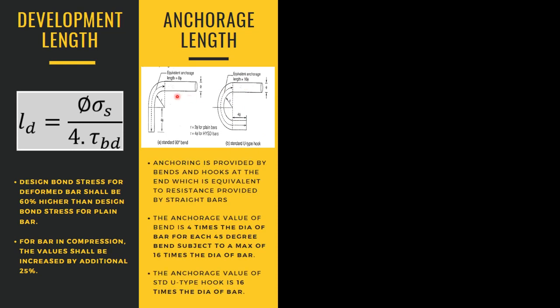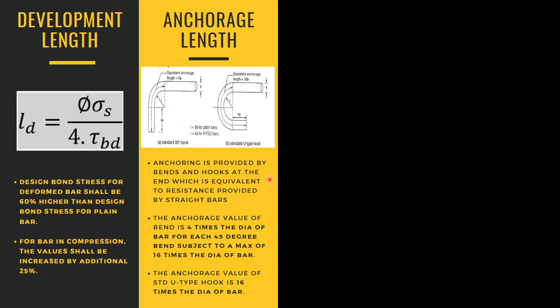Anchoring is provided by bends and hooks at the end, which is equivalent to the resistance provided by straight bars. The anchorage value of a bend is 4 times the diameter of the bar for each 45-degree bend, subject to a maximum of 16 times the diameter of the bar. This is the criteria for anchorage value. And in case of a U-type hook, the anchorage value will be 16 times the diameter of the bar.